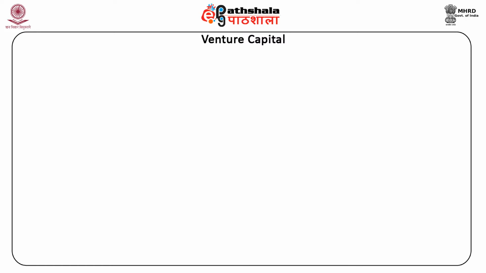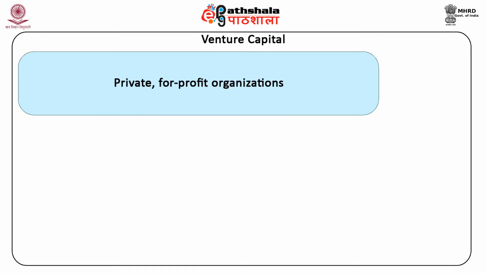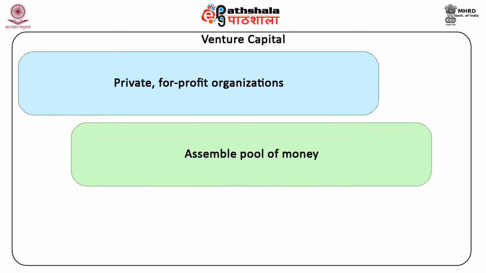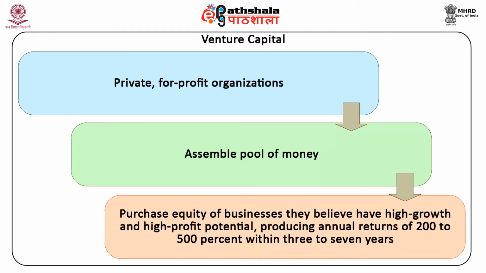Fourth is venture capital. Venture capital companies are private, for-profit organizations that assemble a pool of money and then use it to purchase equity of businesses they believe have high growth and high profits potential, producing annual returns of 200 to 500% within 3 to 7 years.